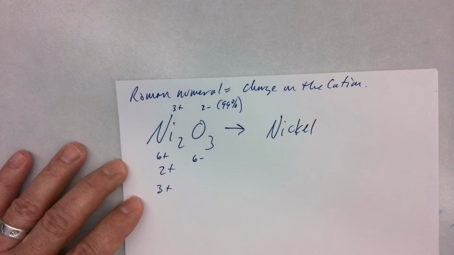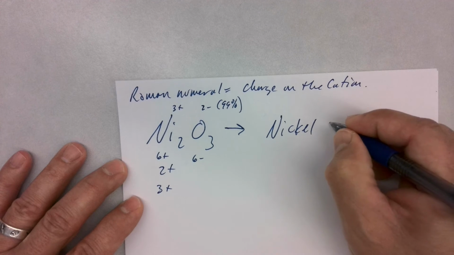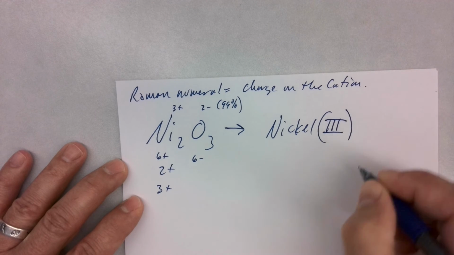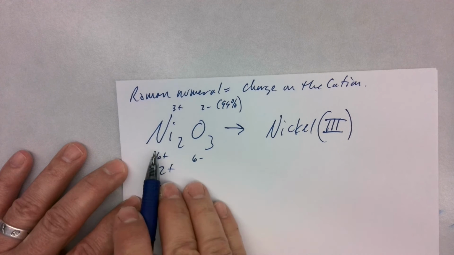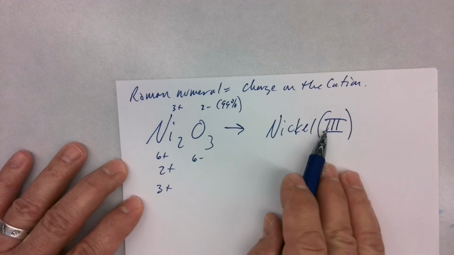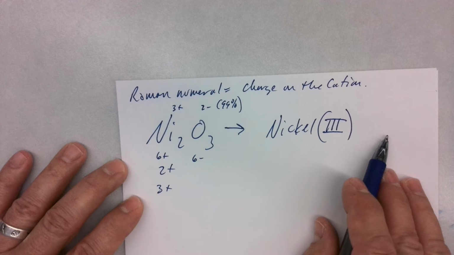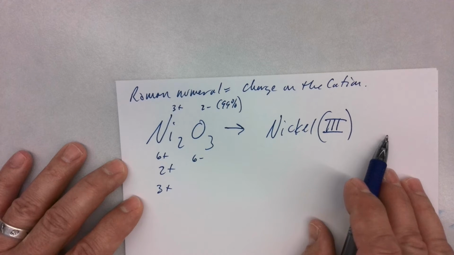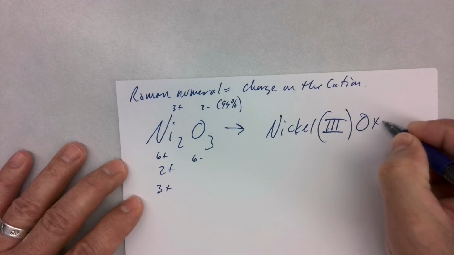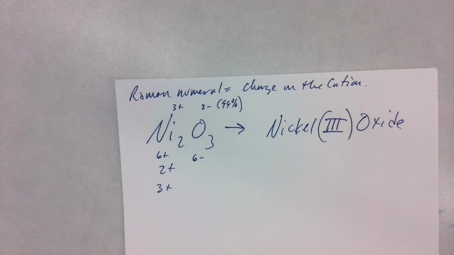Nickel. No, it's each. Nickel 3, because that's its charge, not how many there are, it's its charge. Nickel 3, then how do I write the anion? They're always an oxide. Nickel 3 oxide.